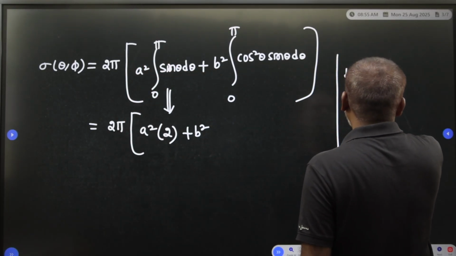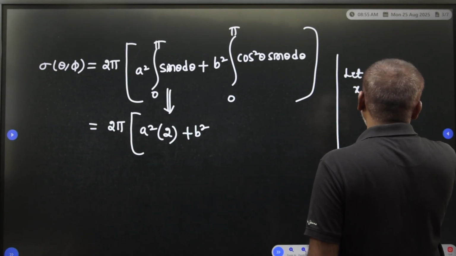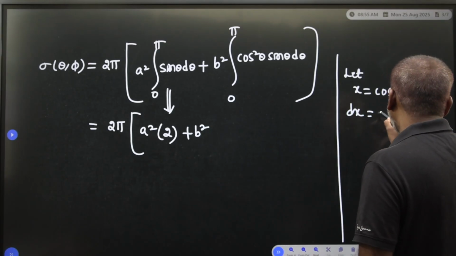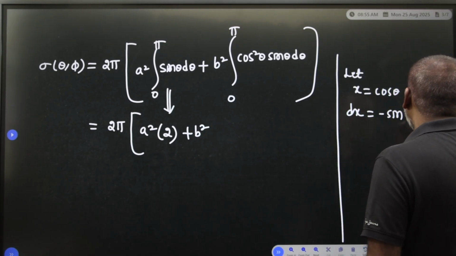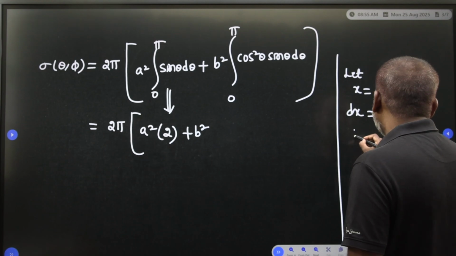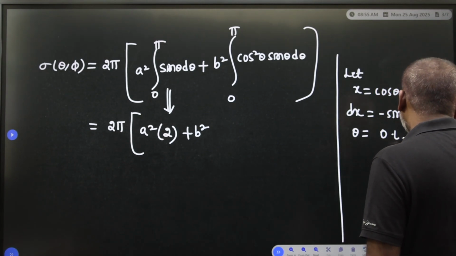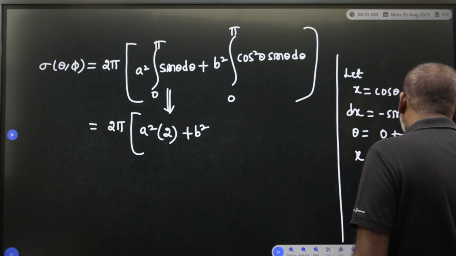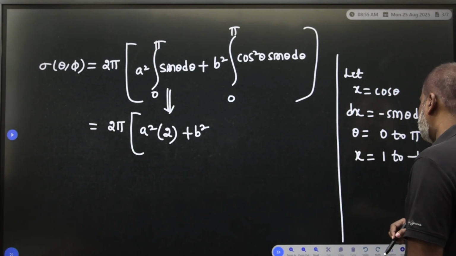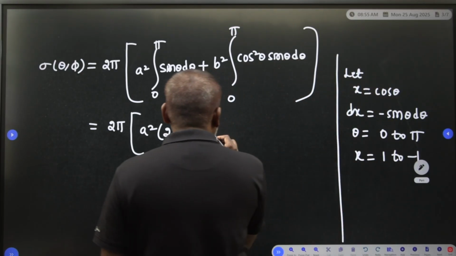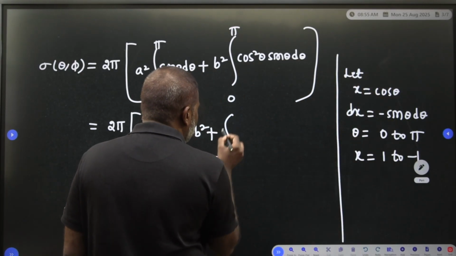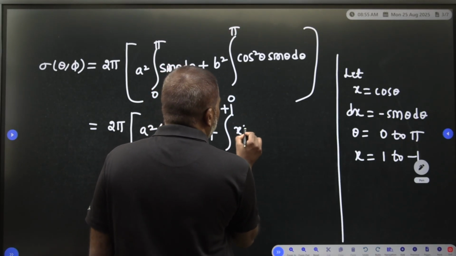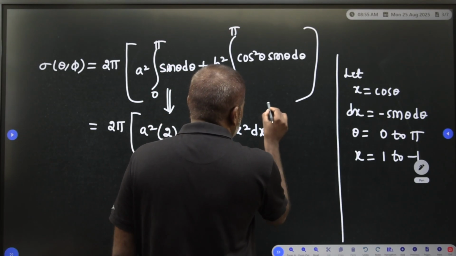So you can consider x equal to cos theta. Then dx is equal to minus sin theta d theta. Theta limits are 0 to pi, so therefore x limits are plus 1 to minus 1. So therefore you have to change that. The integral from minus 1 to plus 1 of x square dx.